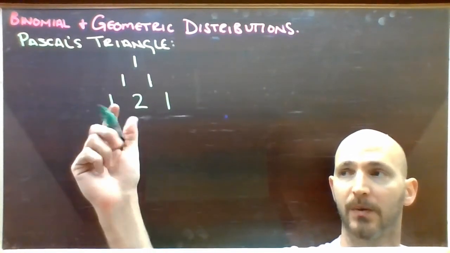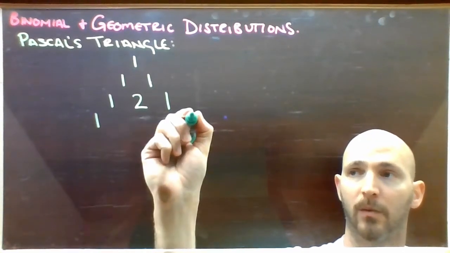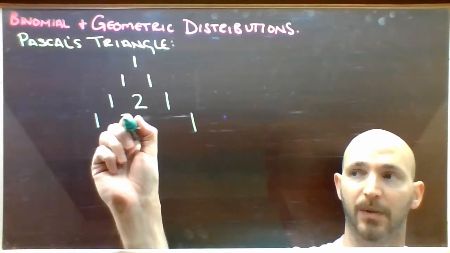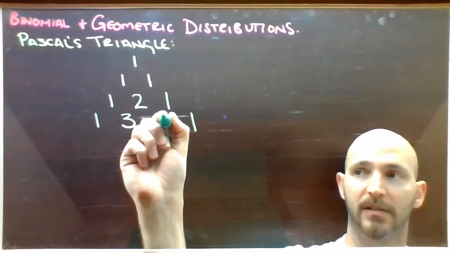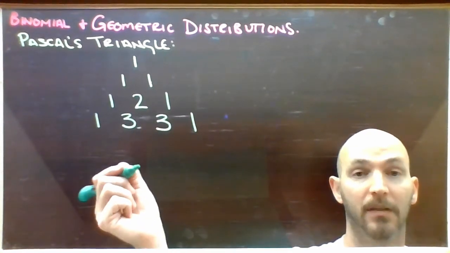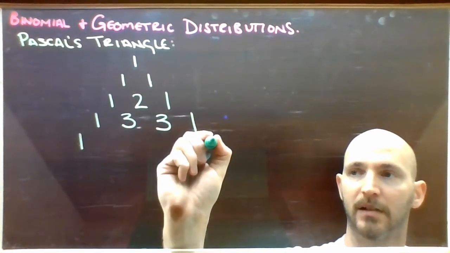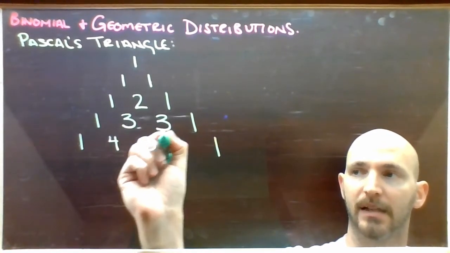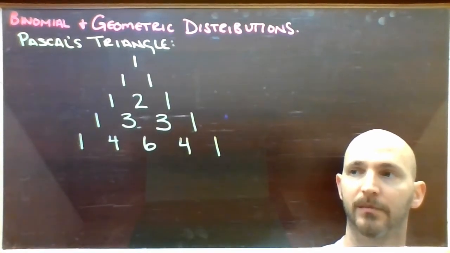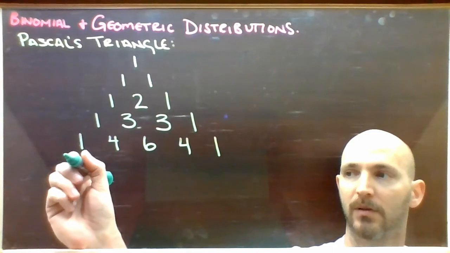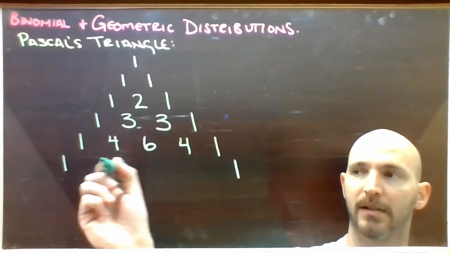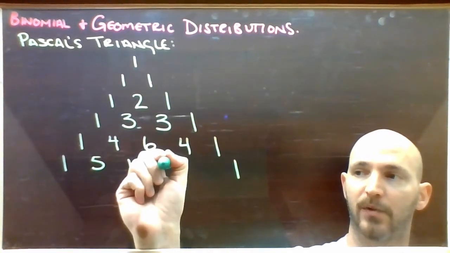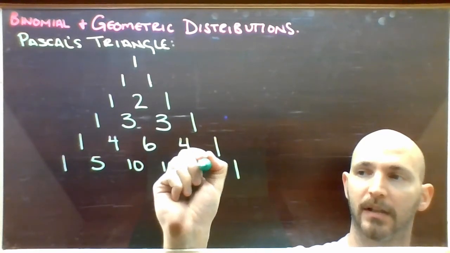If I were to add another row to this, 1, 1 on the outsides, this location is between a 1 and a 2. 1 plus 2 is 3. 2 plus 1 is 3. If I keep adding rows, a 1 on this side, a 1 on that side, 1 and 3 is 4, 3 and 3 is 6, 3 and 1 is 4. Add another row, 1 on the outside, 1 on the outside, 1 and 4 is 5, 4 and 6 is 10, 6 and 4 is 10, 4 and 1 is 5.